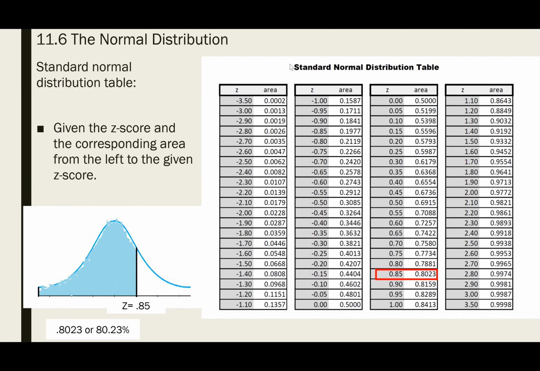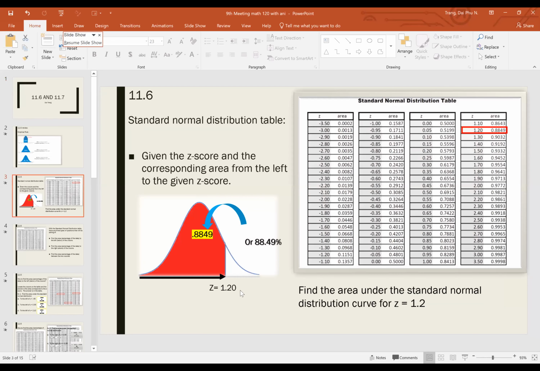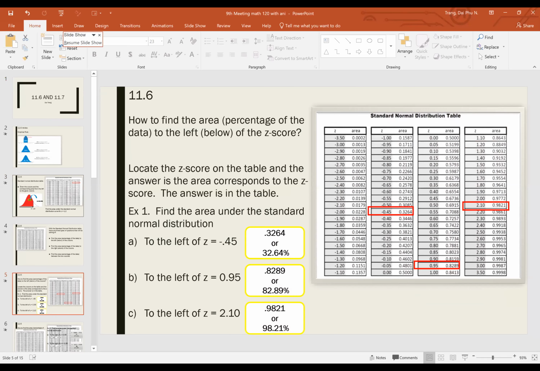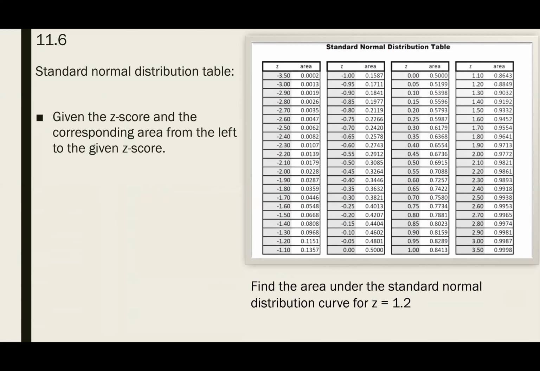Now, let's take a look at this item here. Let's go back and let's practice some more. Let's say that again, we have this table, and this is what I ask you to do: find the area under the standard normal curve for the z-score of 1.2.